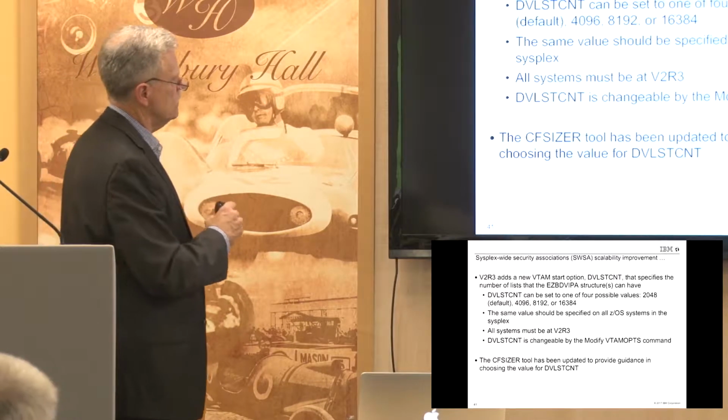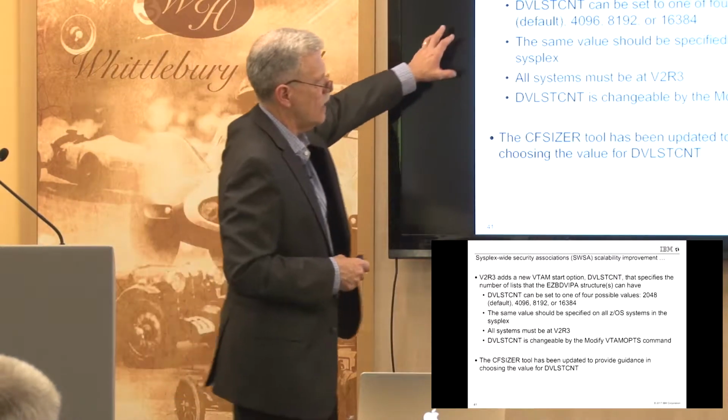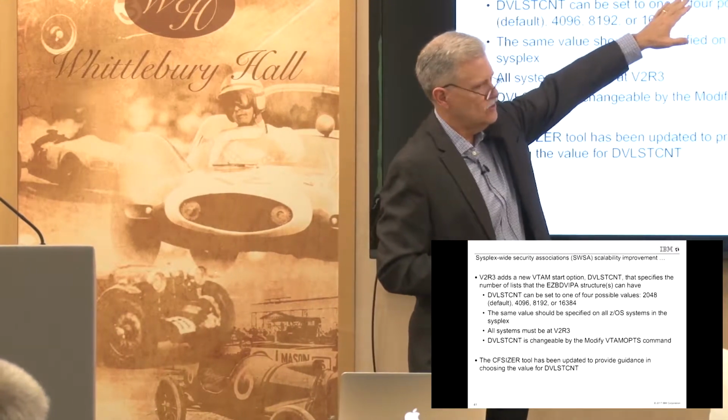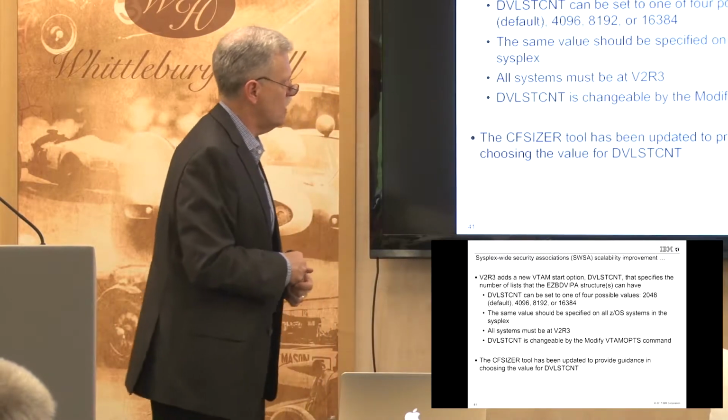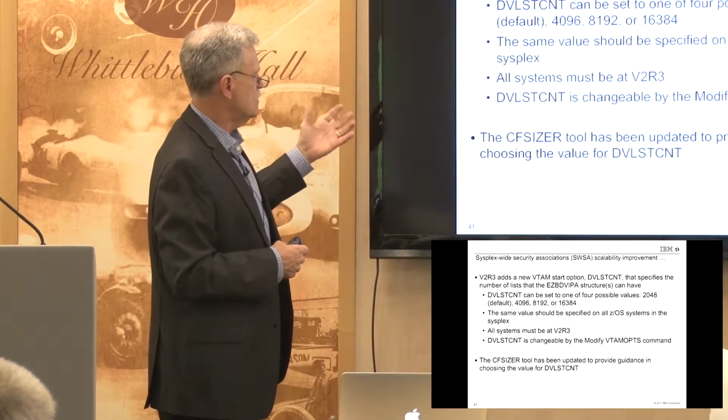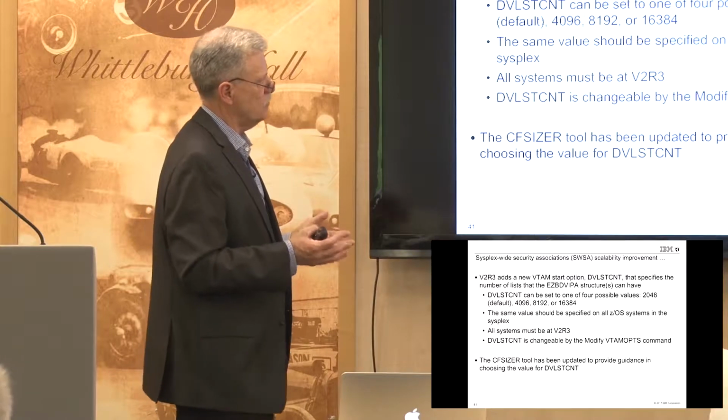That was a cap that was affecting some customers. So SWASS was updated in 2.3. It adds a new VTAM start option to control this change, because each system in the Sysplex has to have the same value. So that specifies the number of lists that we need to support in this Sysplex.